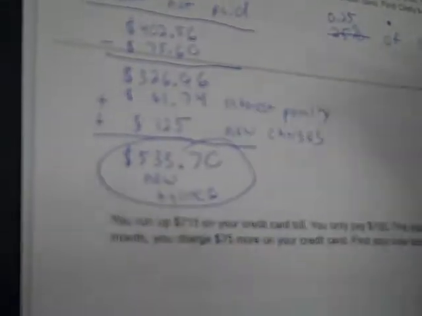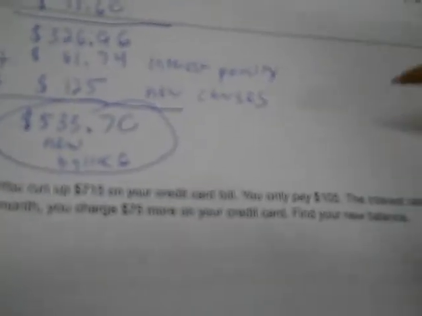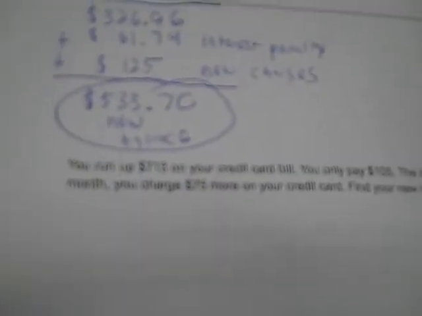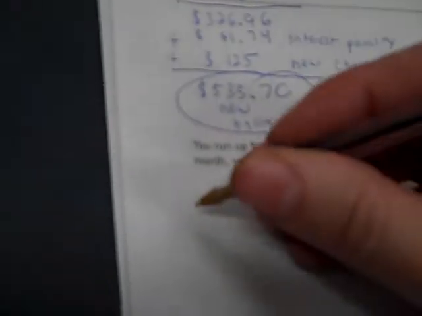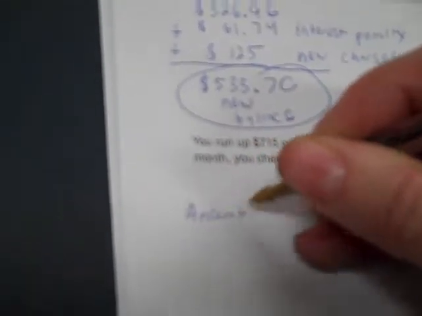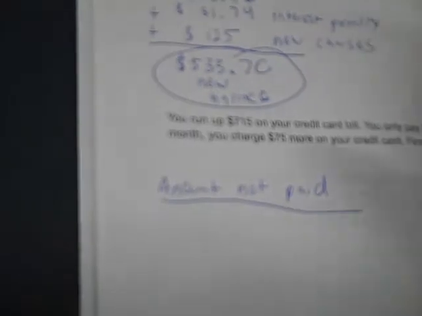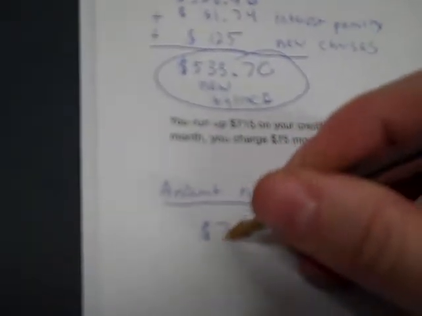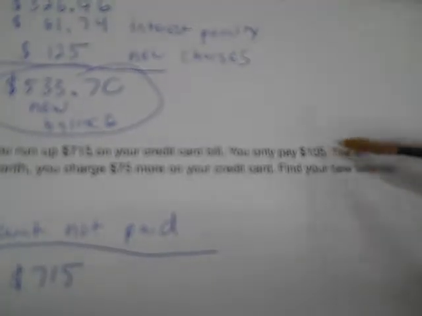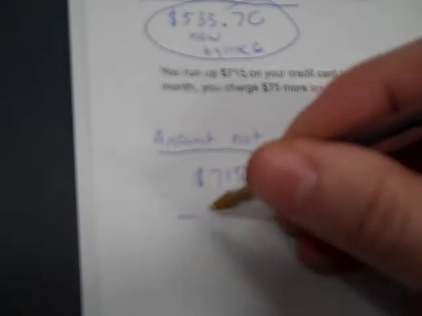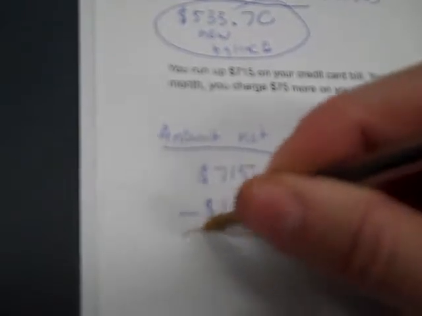Okay, we're going to do another one like that. You run up $715 on your credit card bill. You only pay $105. The interest rate is 16%. This month you charge $75 more on your credit card. Find your new balance. So again, we have to find the amount not paid. I was supposed to pay $715, but I only paid $105. So I subtract 105. So 715 minus 105 is $610.